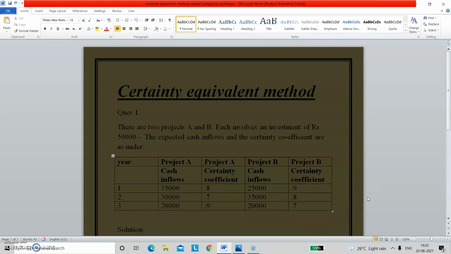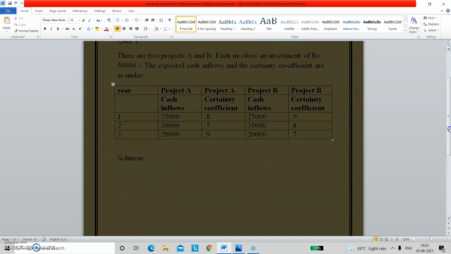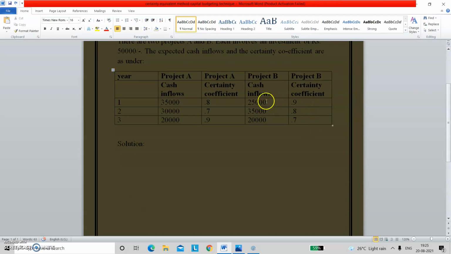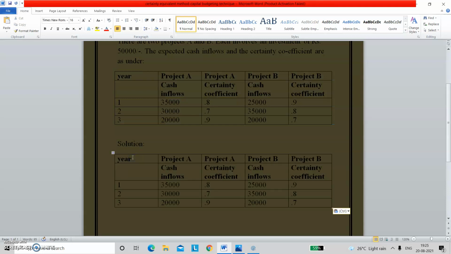In the last method we saw that the returns were the same for a number of years, so we used the PVIFA table, that is the annuity table. But in this case the returns are different for each year. So here we are not going to use the annuity table; we are going to use the present value interest factor table. First we multiply the coefficient with the cash inflows to get the certain cash flows. Let me copy this table and paste it here.